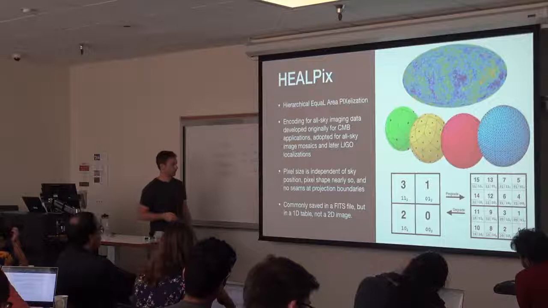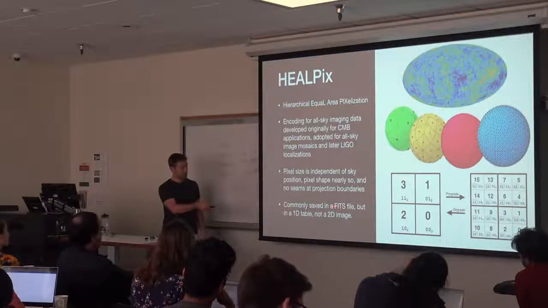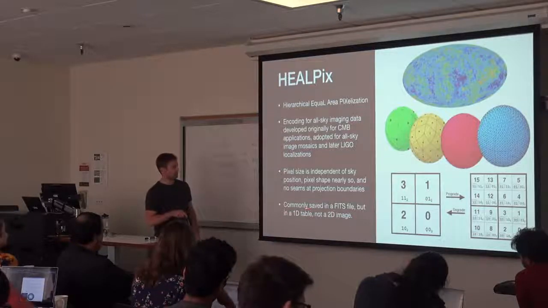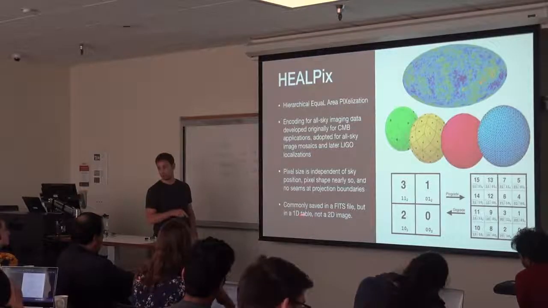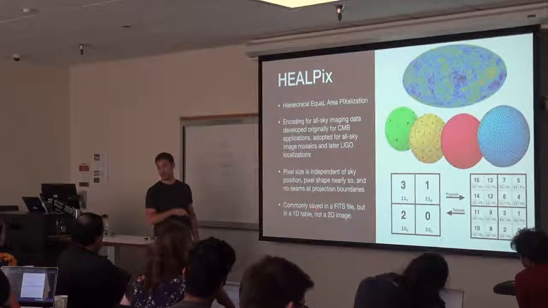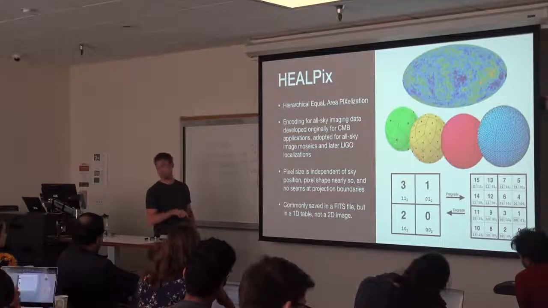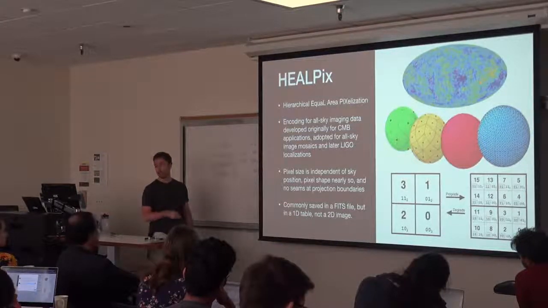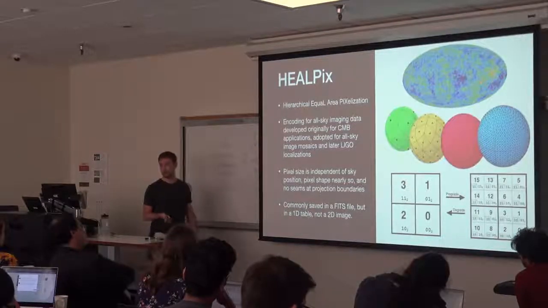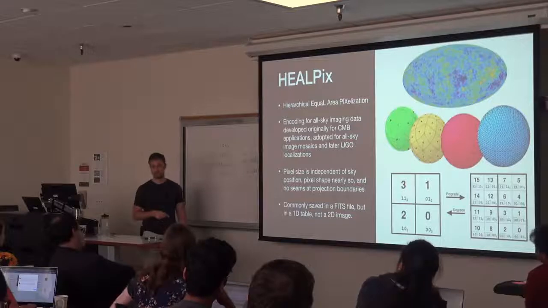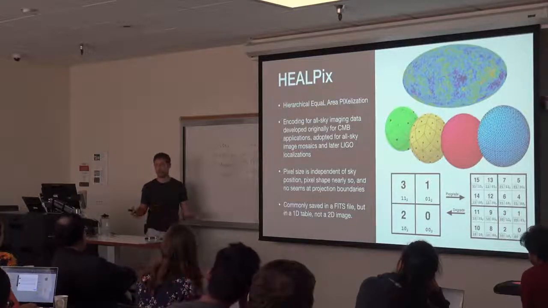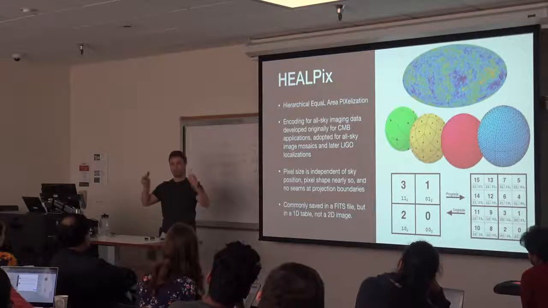LIGO localizations. So HEALPIX datasets are usually saved in a FITS file, but what you'll find is that these FITS files are not 2D images like the datasets that we've been working with for the rest of this summer school. They're one-dimensional tables. Does anyone know why? Anyone care to guess? How do you encode a two-dimensional image to a one?